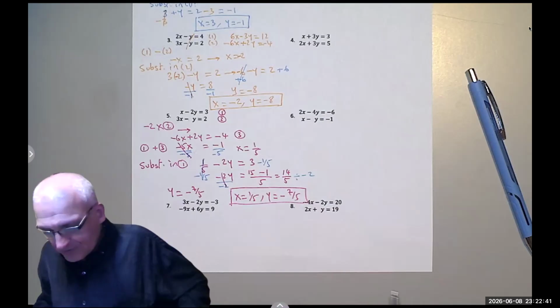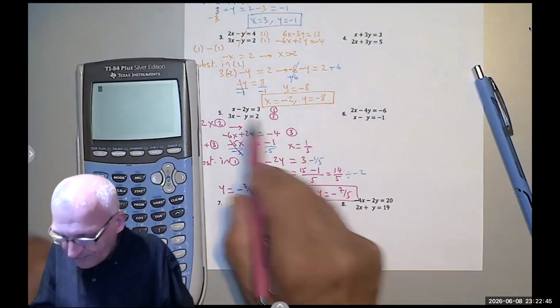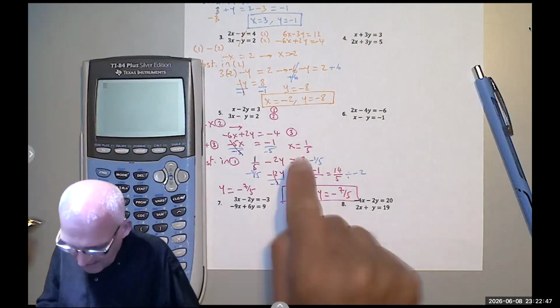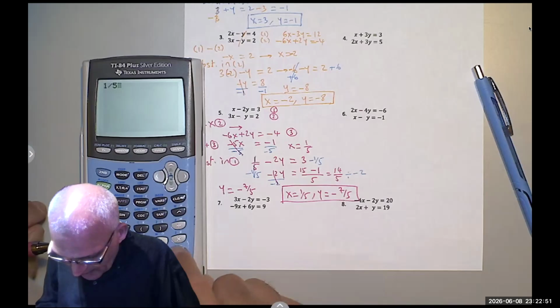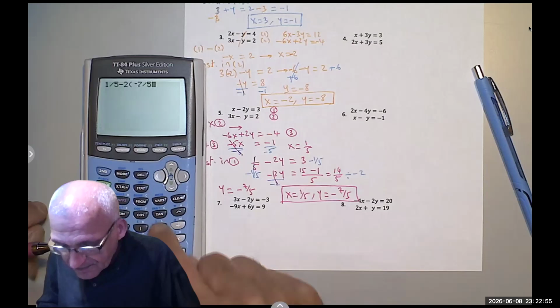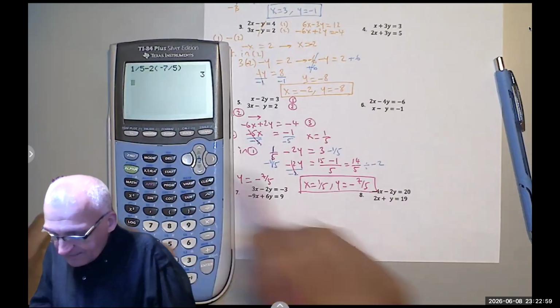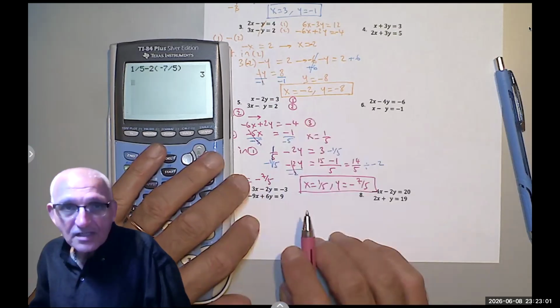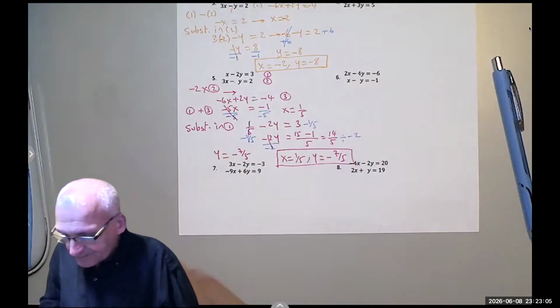And then I can use my calculator to check that out. I can check, say, the first equation, x, which is 1/5, minus 2y, so minus 2 times negative 7/5, right? I get 3. So it is. I checked my answer.